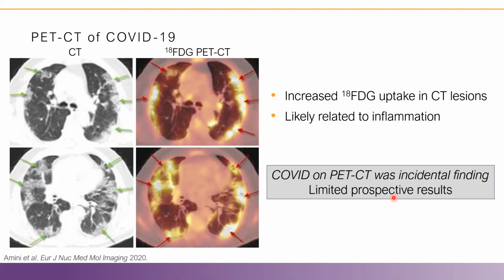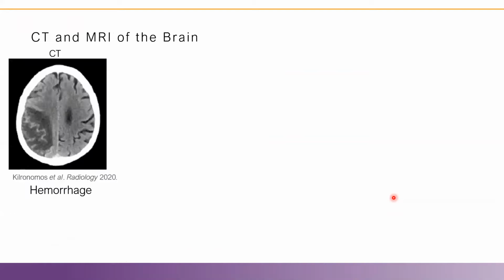There's probably about 30 case reports like this one out there, but they're almost entirely findings on regular PET CT where these patients were completely asymptomatic, and COVID-19 was actually nearly diagnosed based on these findings. So there's limited prospective results of PET CT in COVID patients right now. Here's where I'll switch over to the brain now and progress through some different organs beyond the lungs.